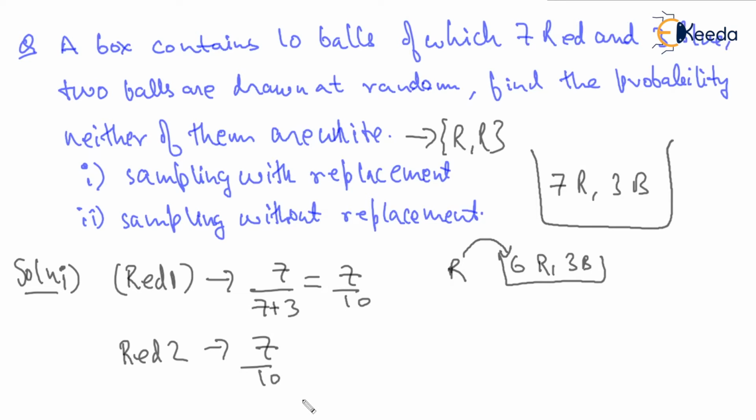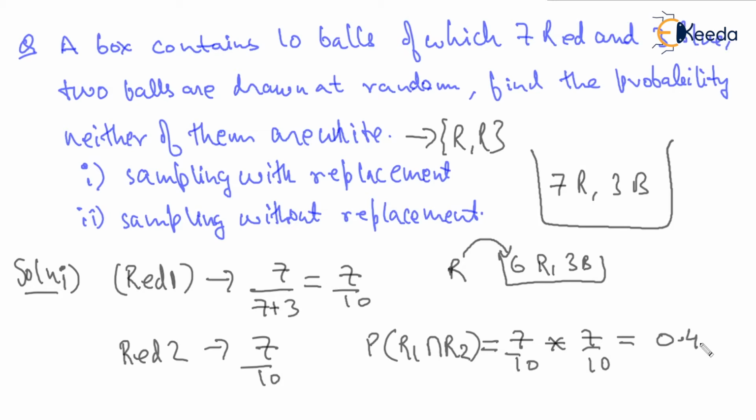So what we need is 2 reds, that is probability of red 1 intersection red 2. And the understanding is that taking out a ball from the container is independent. The trials are independent. So this is going to be 7 by 10 into 7 by 10, which is going to be 0.49.